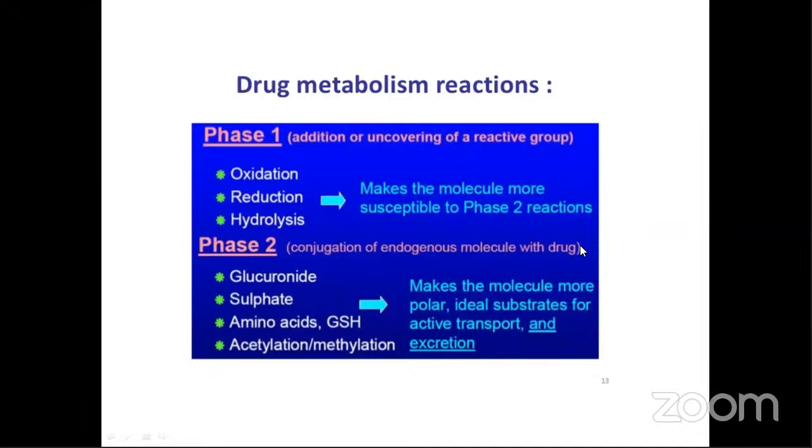Phase 2 is conjugation of an endogenous molecule with the drug. These are endogenous substances.